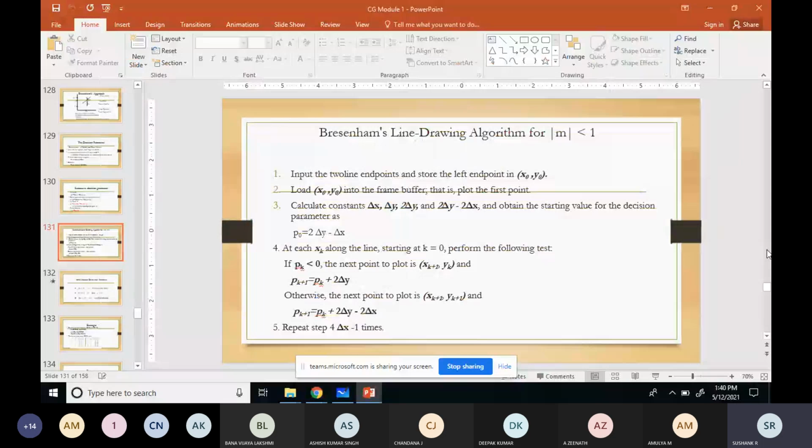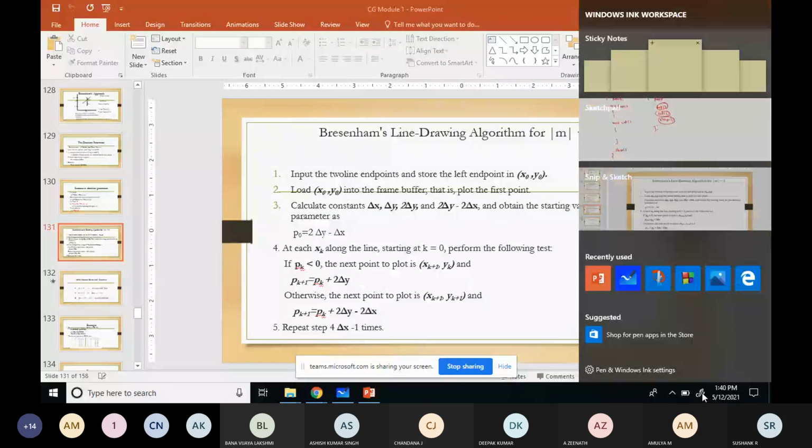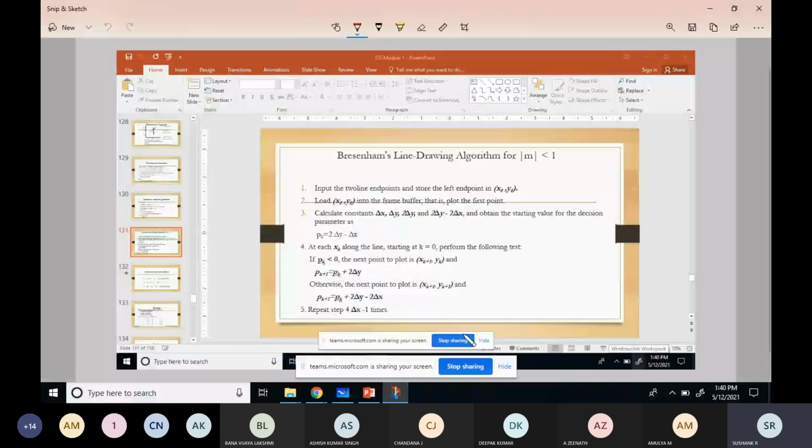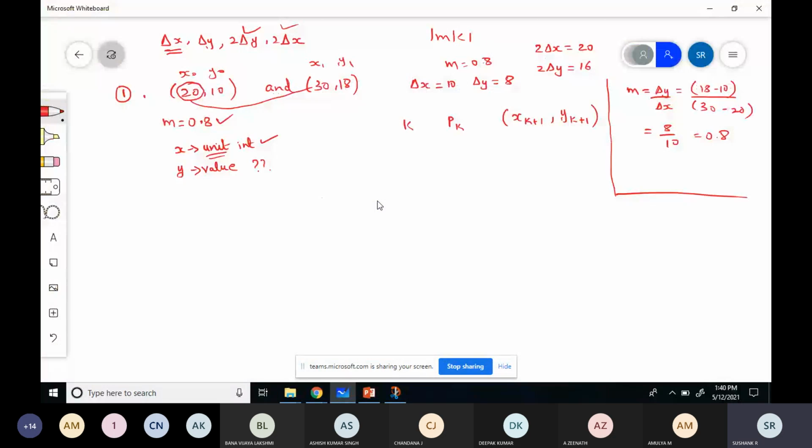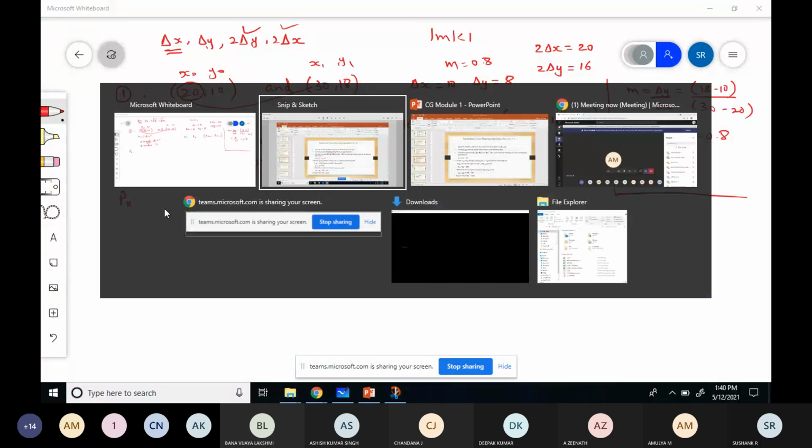Now you have calculated delta x, delta y, 2 times delta y, and 2 times delta x. So the first step, I'll start with P naught. I have to calculate P naught, and that will be the deciding factor. I'll start from here. How to calculate P naught?